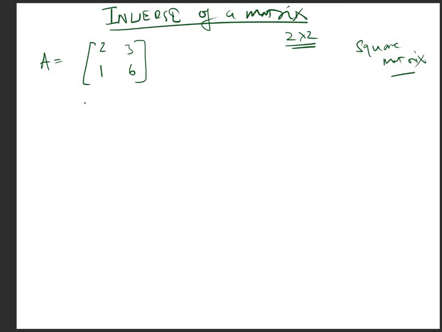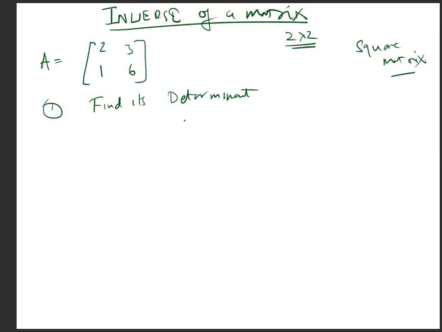So the first and foremost step that I need to do, or the precondition for an inverse of a matrix to exist, is find its determinant. Determinant determines whether the inverse of a matrix can be found or not.